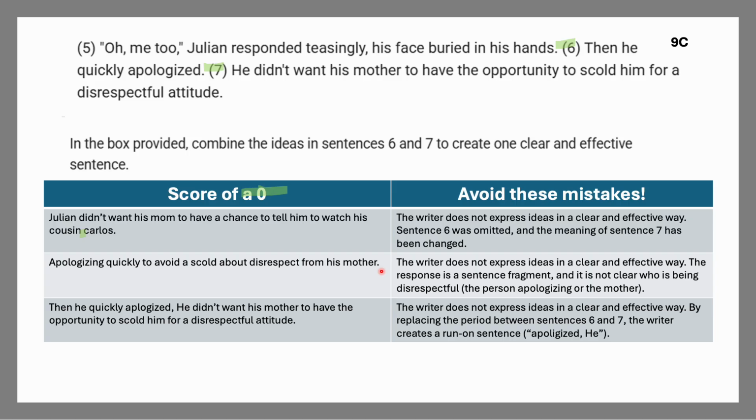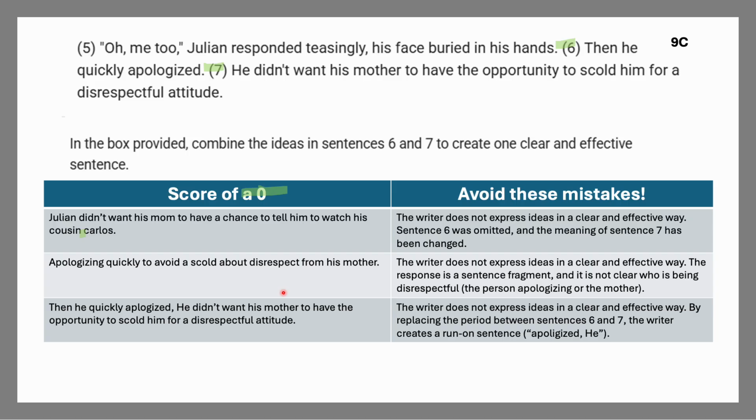It's not a complete sentence. And I can guarantee you, if you don't have a complete sentence, then you're going to get a 0, especially because it's leaving out information. It's not clear in this sentence who's being disrespectful. It's not clarifying who the person apologizing is, or whether it's the mother. So it's not clear. It's not a complete sentence.